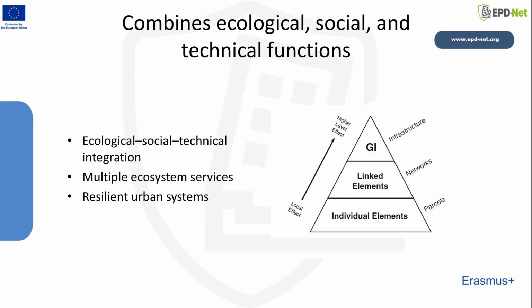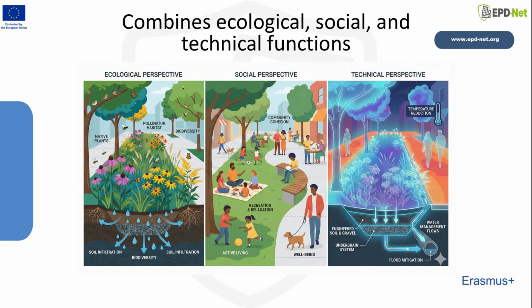Socially, GI provides spaces for recreation, health benefits, cultural identity, and community cohesion, particularly in densely built environments. Kabish et al., 2015. Technically, GI functions as urban infrastructure for stormwater management, flood mitigation, networked mobility, and heat reduction, often replacing or complementing traditional gray systems. Hansen and Pauliet, 2014.